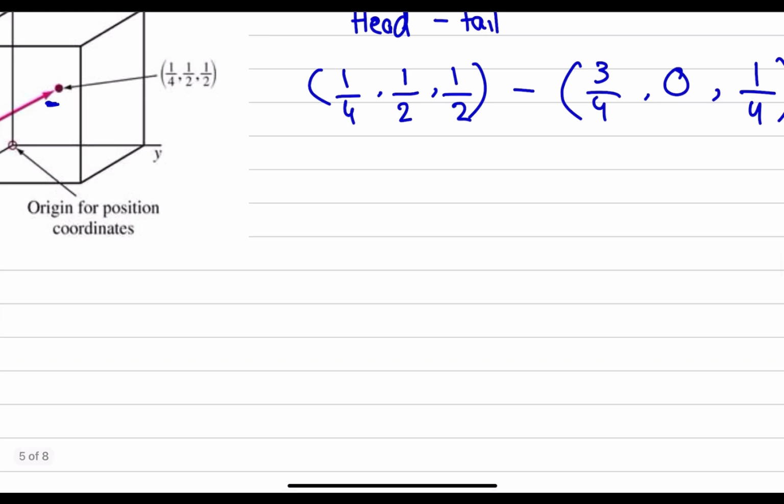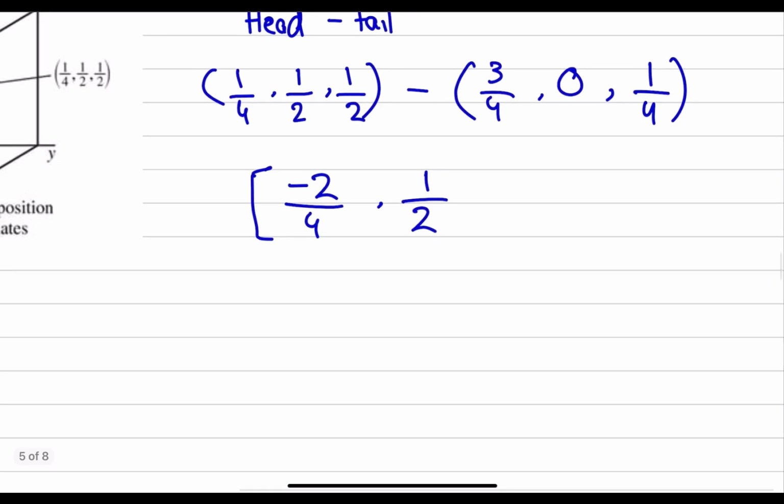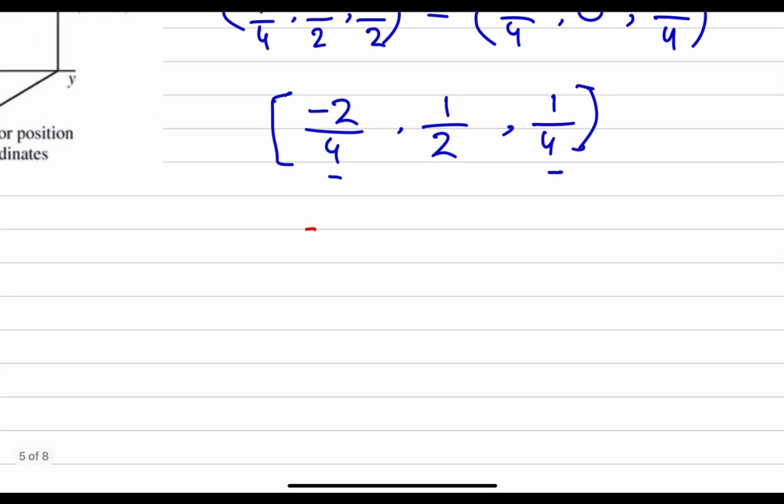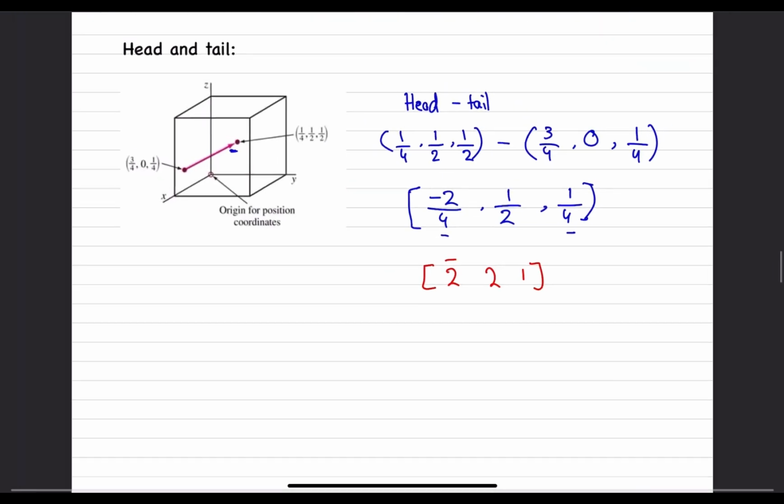So 1 over 4 minus 3 over 4 gives minus 2 over 4. This is for the x direction. Then half minus 0 is half, and half minus 1 over 4 is 1 over 4. The larger number is 4 here, and here is 4. So we need to multiply the whole number by 4, and we will get minus 2, 2, and 1. And this is the final answer.